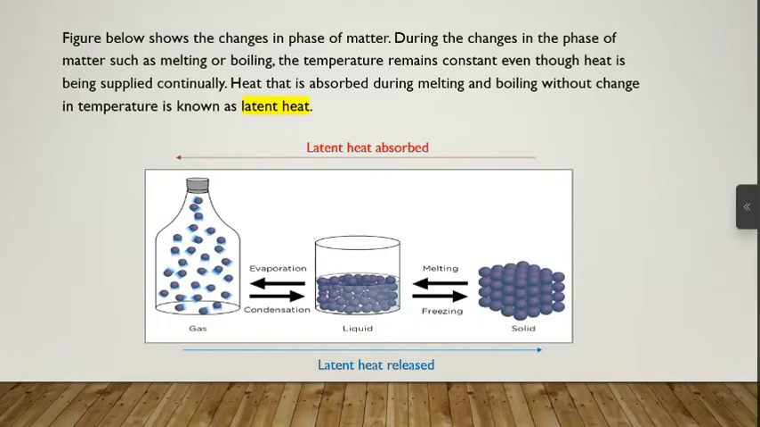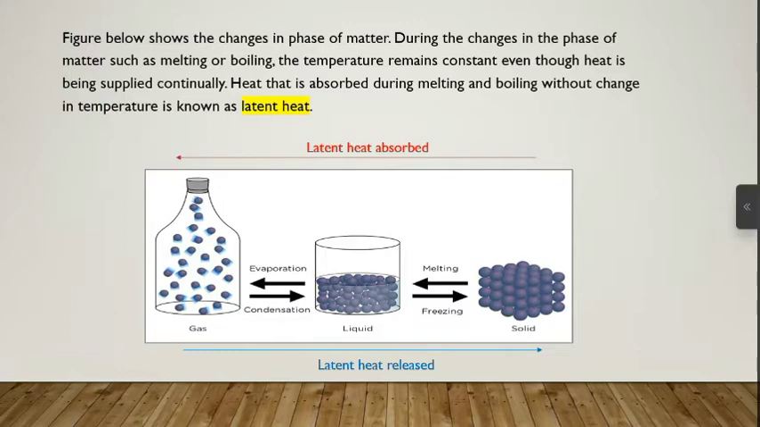So you can see the figure here. The figure shows the changes in phase of matter. During the changes in the phase of matter, such as melting or boiling, the temperature will still remain constant, even though heat is being supplied continually. Heat that is absorbed during melting and boiling but without any change in temperature is known as latent heat.